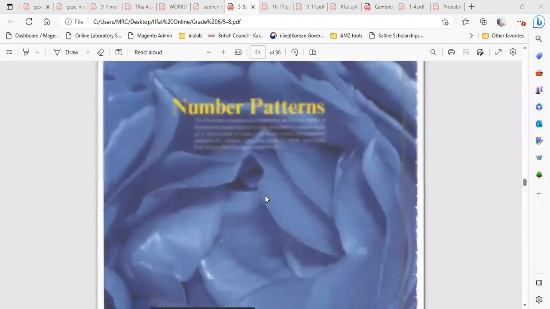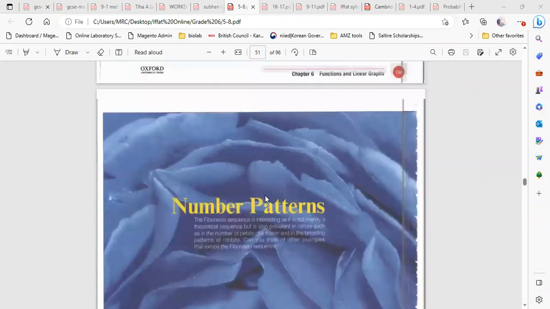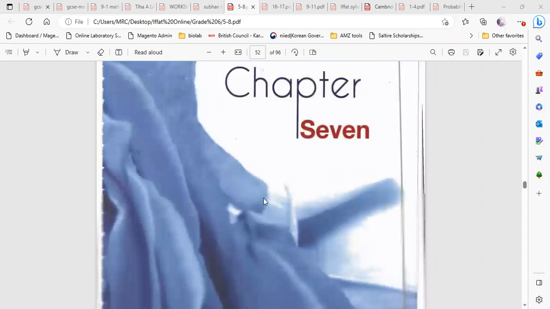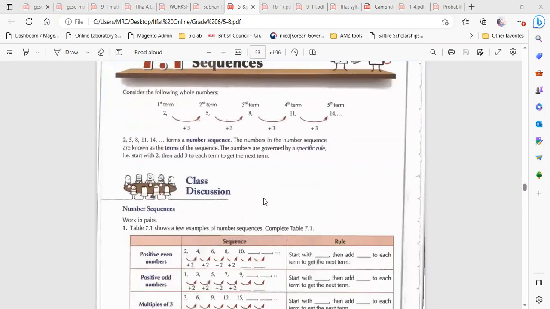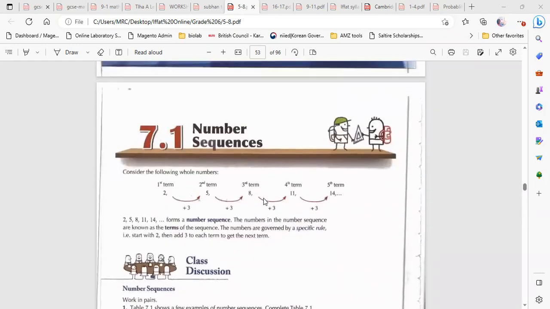This is your chapter number 7 and your topic is number patterns. So here we have numbers. This first topic is number sequence. Here we have a sequence of the numbers. The numbers are 2, 5, 8, 11 and 14.